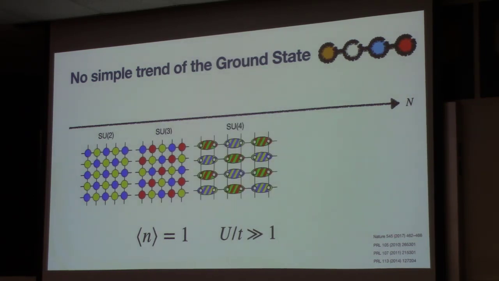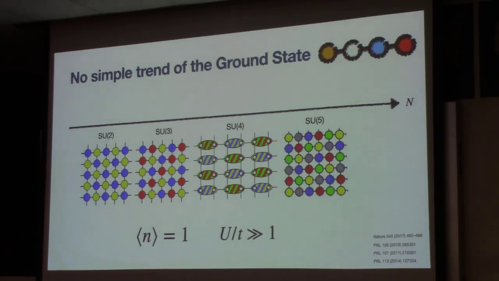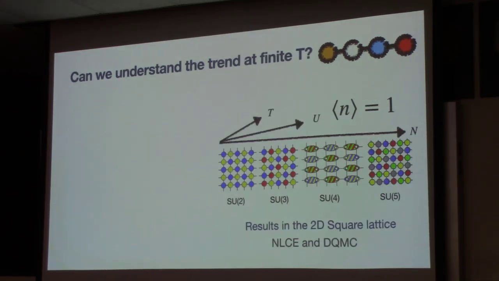But the thing is, there is no simple trend with what happens to the ground state. For SU4, the predictions are that we should have this dimerized pattern, and for SU5, it looks like a square thingy, but it's another type of ordering. So the important concept here is that there is no simple trend as we switch n. So what we wanted to answer was, can we understand the trend with n at a finite temperature? If we start very, very hot where there are no correlations whatsoever, and then we lower the temperature, can we say something about the n dependence of quantities?